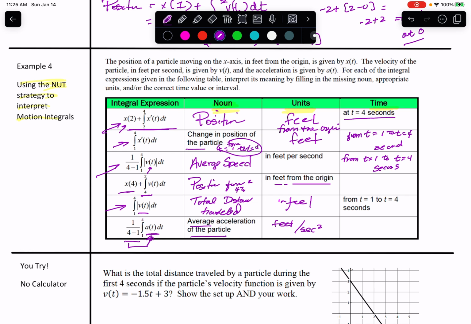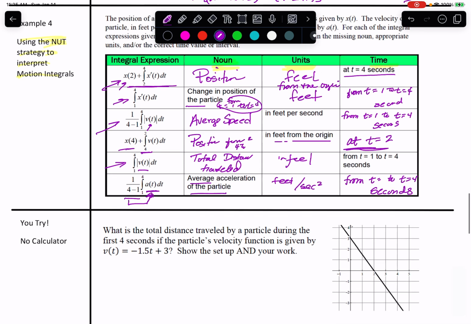Okay, this one would be position at t equals 2. They said, you know, what's the position at t equals 2 seconds? They want an exact position, so it's not an interval. From 1 to 4 is there, and then the average acceleration would be, again, from t equals 1 to t equals 4 seconds. So again, just kind of an overview of how to distinguish between each thing that could be asked for. So now you try.